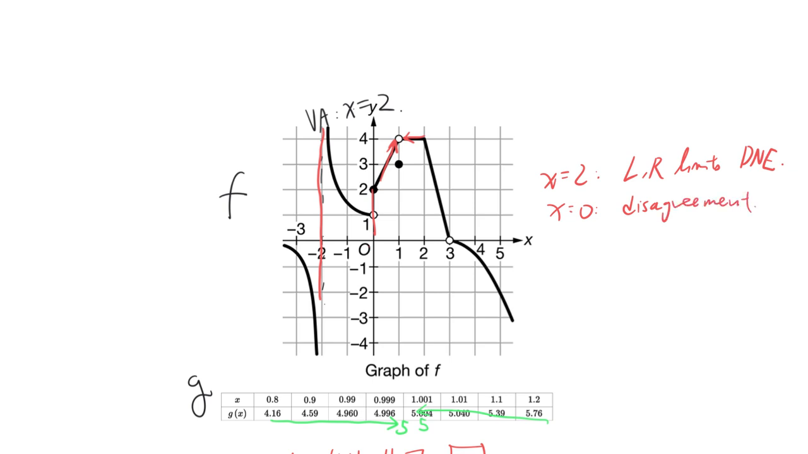At x equals 1, though, the limit does exist, as we've shown previously. So there's no problem here. And pretty much everywhere else, we can't find instances of where the left or right hand limits do not exist, or if there's disagreement. So these are our only c's. So c can be equal to 0 or 2, and that is our answer.